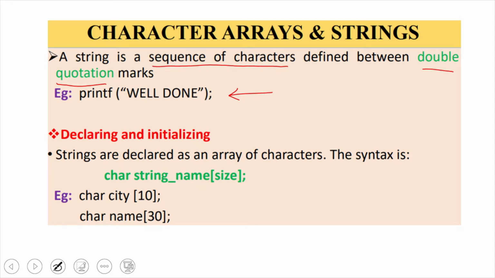So how can we declare and initialize a string? String is just an array of characters. So we have to write char, the name of the string, followed by its size within the square brackets. For example, char city[10] means city is the name of the string and within the square brackets that shows the size. Here name is the size of the string and it can have up to 30 elements.